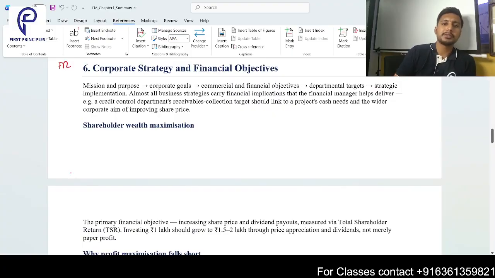Next, we have corporate strategy and financial objectives. Here you look into the mission. Mission is the reason why the organization exists. Missions are broken down into goals, goals are broken down into objectives, objectives are broken down into targets, and targets are broken down into implementation.